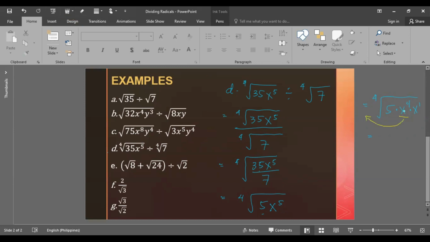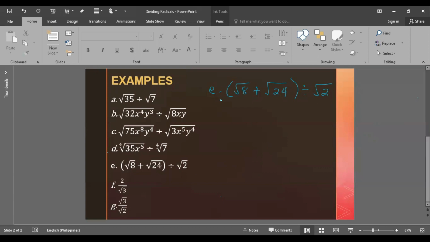The fourth root of x raised to 4 is x raised to 1 because 4 divided by 4 is 1. Then, copy 5 and x. And this is now the answer. Letter E. The square root of 8 plus the square root of 24 divided by the square root of 2.